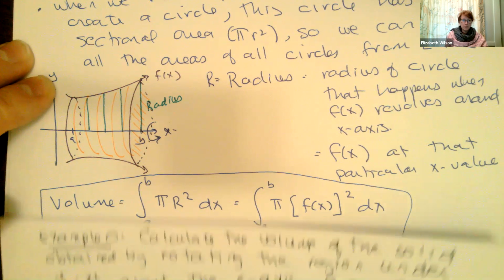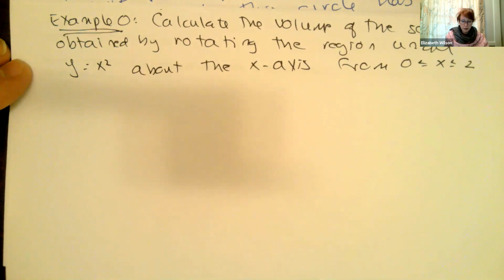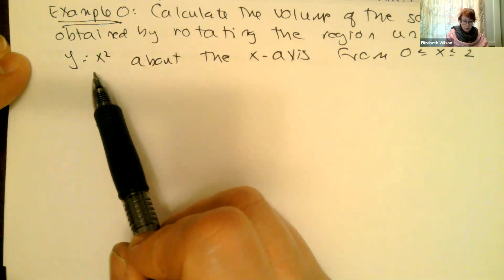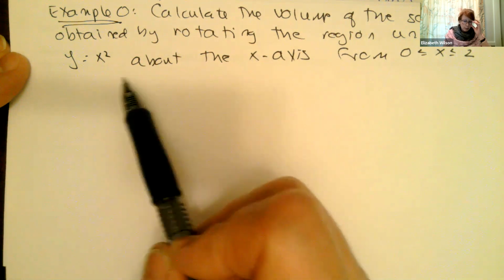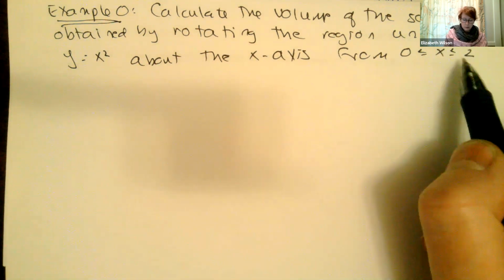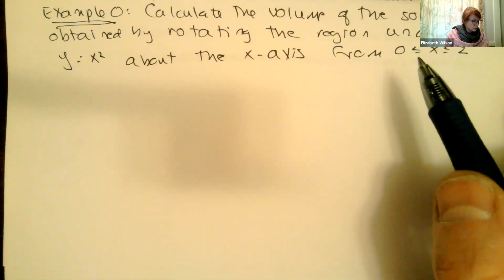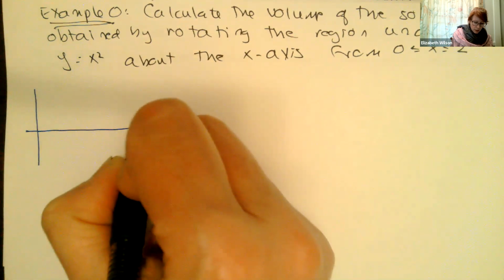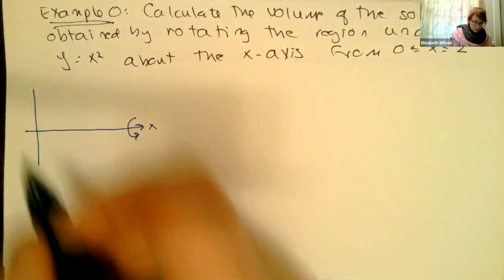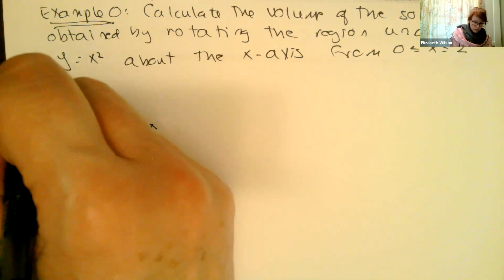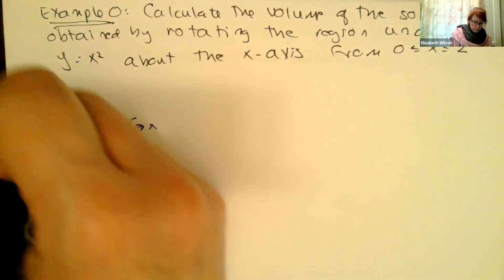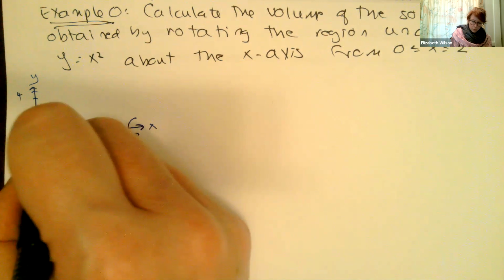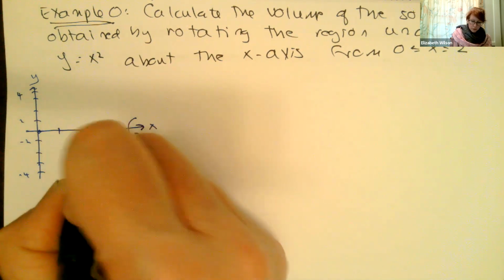All right. So example 0 says we're going to calculate the volume of the solid obtained by rotating the region under the graph of the function y equals x squared, our general parabola, about the x-axis. And we're going to go from x equals 0 to x equals 2. Like I said, I always like to graph these out just to visualize. So here's x. We're going around the x-axis. 1, 2, 3, 4. I'm going to go from 0 to 2.